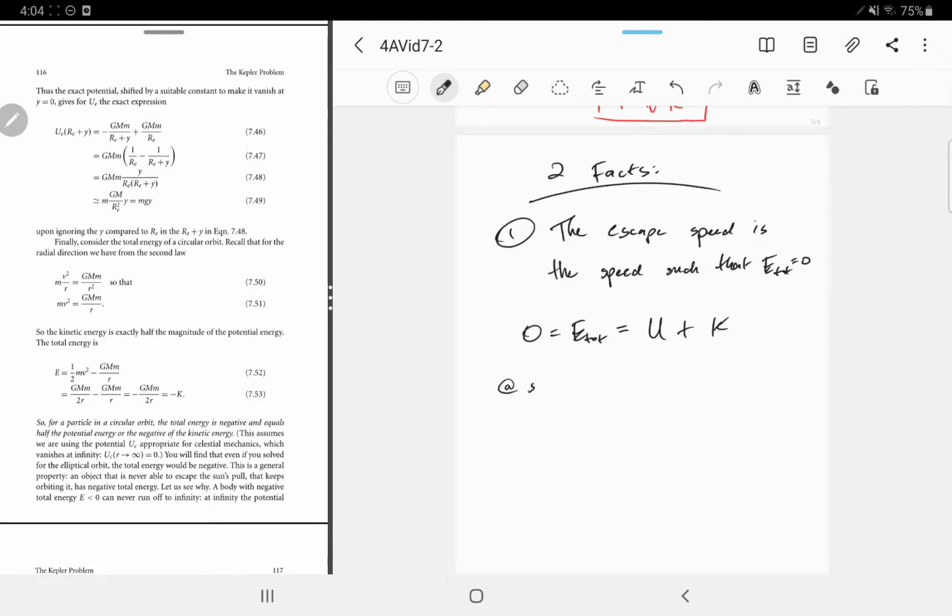So if we're at the Earth's surface, at the surface of a planet, we're saying 0 is equal to minus G m1 m2 over r plus 1/2 m v escape squared. So we're saying that the object is moving so fast at the surface that it's going to slow down as you start getting farther and farther away from the planet. So in other words, K is positive, U is negative. K goes down and U goes up.